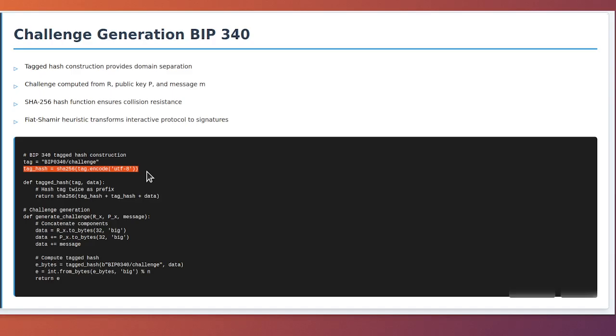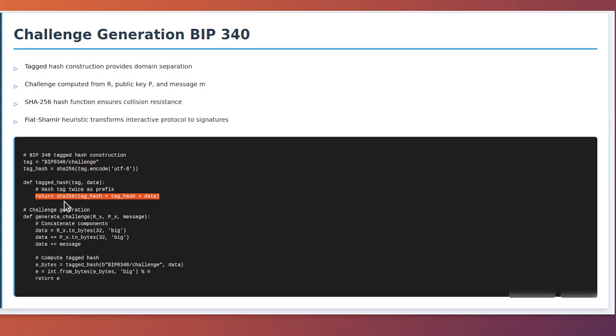The tagged hash construction works as follows. First, we compute the SHA-256 hash of the tag string itself. Then, we use this tag hash twice as a prefix before our actual data. Specifically, the tagged hash of data with tag T is computed as SHA-256 of the concatenation of SHA-256 of T, SHA-256 of T, and the data. This might seem redundant, but it provides strong domain separation and prevents length extension attacks.